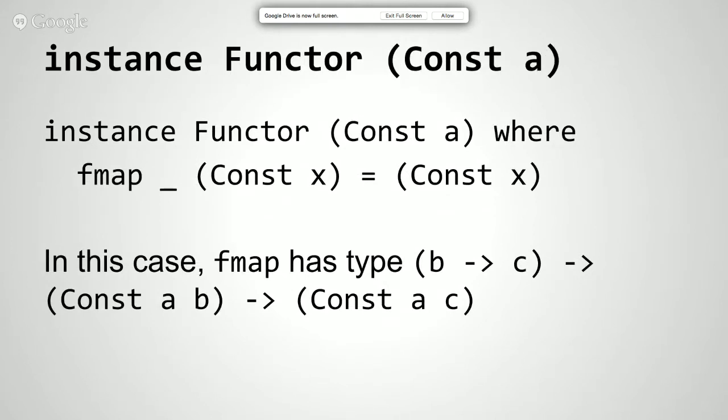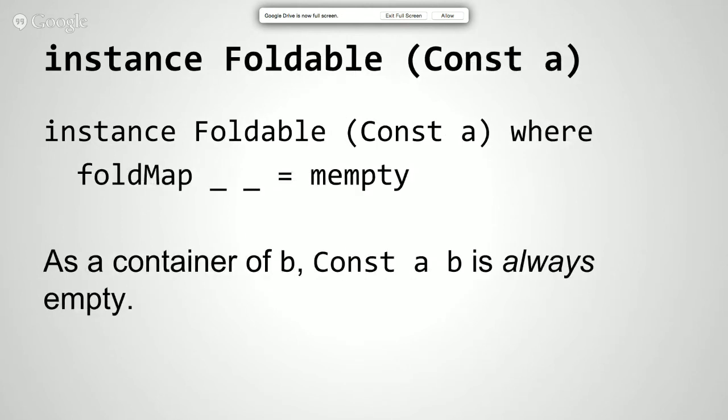Const is always a functor, but the fmap doesn't do anything. Because we're const in A, the fmap would be mapping some B into C, where B and C have nothing to do with A, so we don't even look at the function. fmap of anything on a const is a no-op. Foldable: const A as a container of B's is always empty, so you don't even have to look at the arguments, you just return mempty.